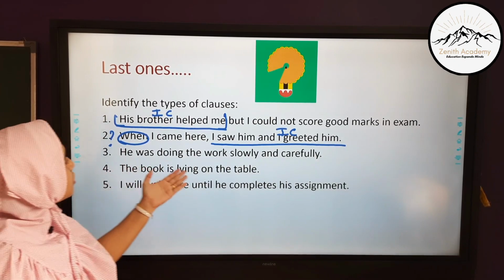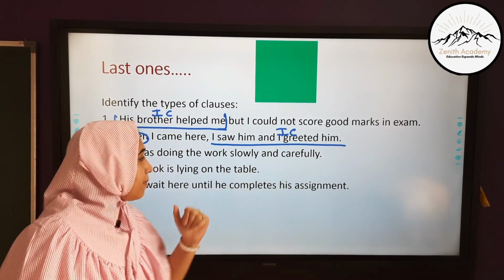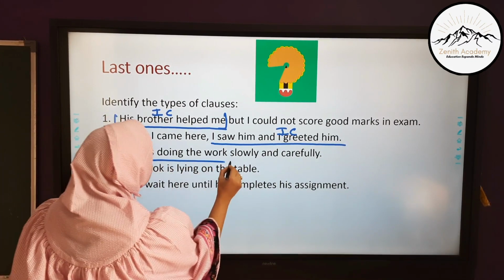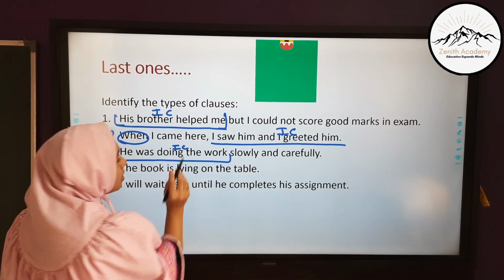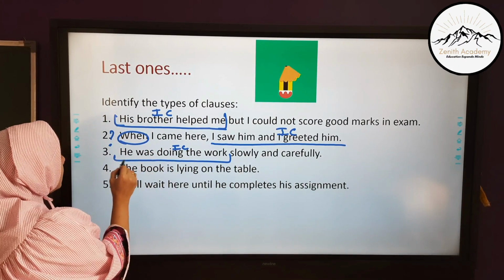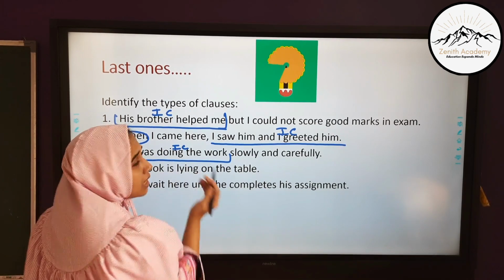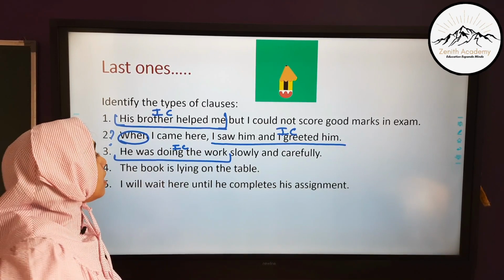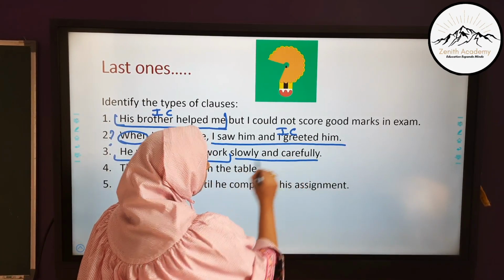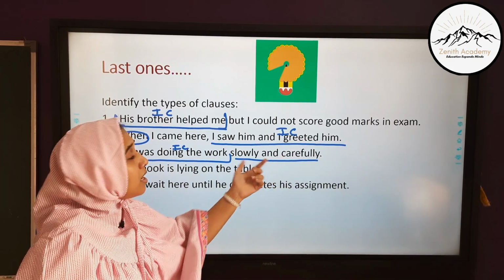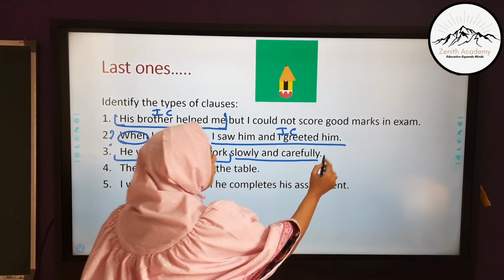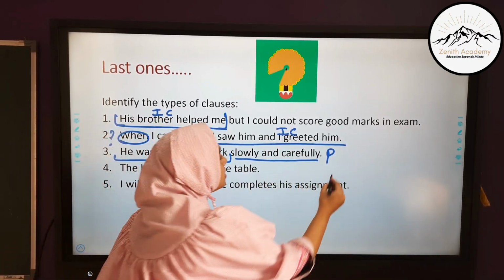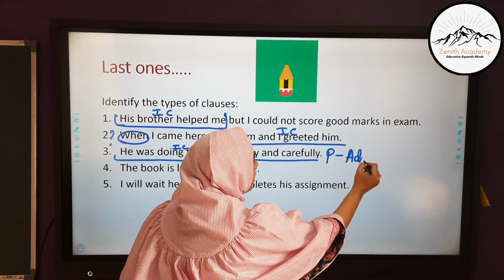Third one, he was doing the work slowly and carefully. He was doing the work is an independent clause. It conveys complete meaning, with he as the subject and doing as the verb. And what was he doing? The work. That meaning is conveyed. But slowly and carefully here is not a dependent clause. It is a phrase. It shows the manner of how the work is done. So this is an adverb phrase over here.